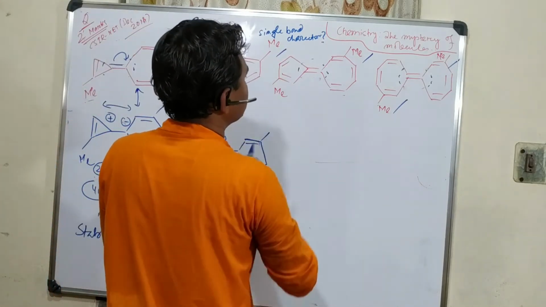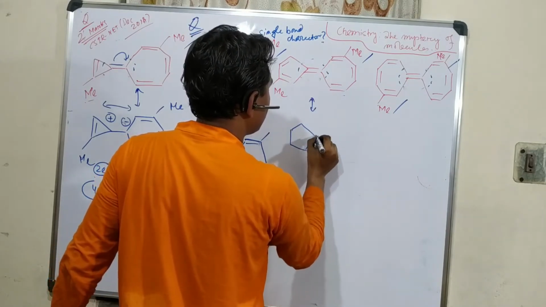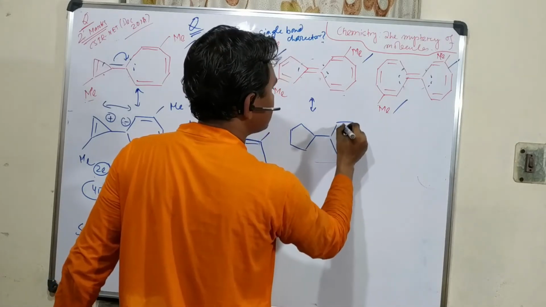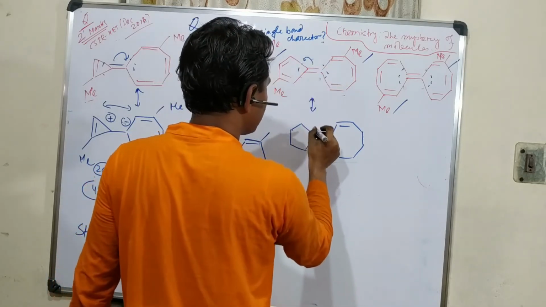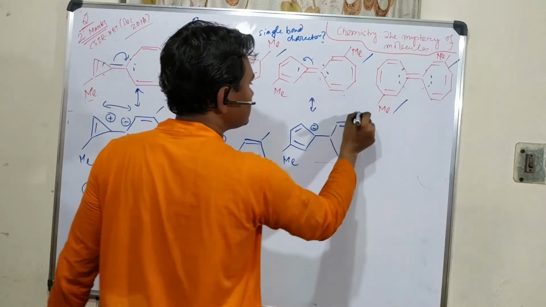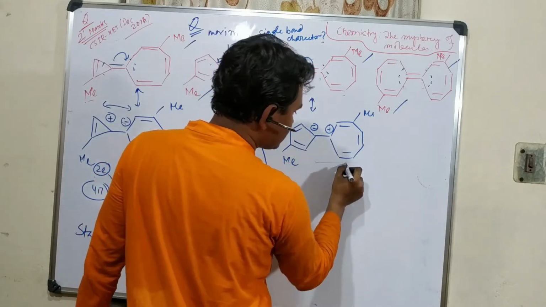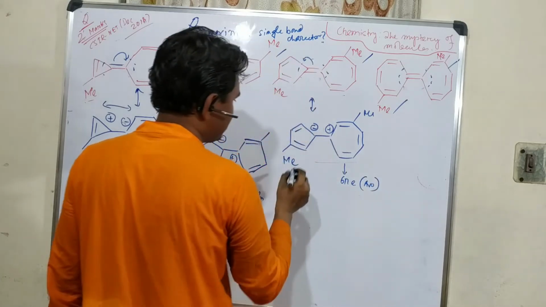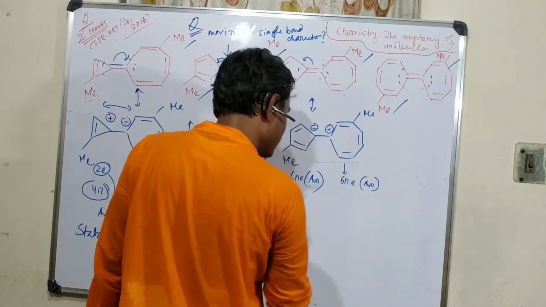This point is, if we draw the canonical form, so if the bond goes in this direction, what will be the consequence? Negative charge will be here, this positive charge will be here. This contains 6 pi electrons, aromatic, so stabilized. This also contains 6 pi electrons, so this is also aromatic stabilized.